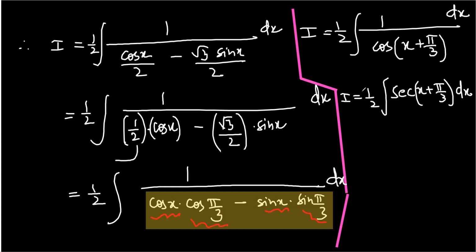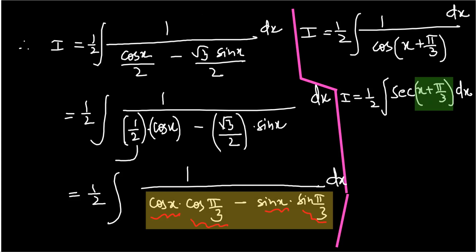Here it is sec of x plus pi by 3. Can I use the same result here? The answer is yes. Why? Because x has been replaced by a linear algebraic expression in x. You can check: x plus pi by 3 is 1 times x plus pi by 3, where 1 is a and b is pi by 3.